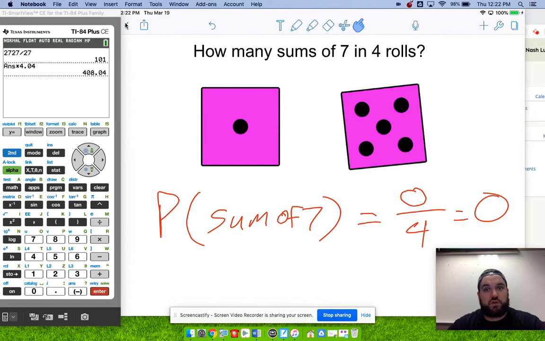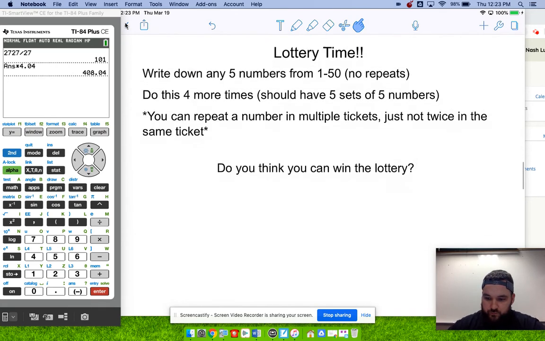Again, is there a 0% chance that you get a 7? No, there's a decent chance you get a 7, but our experiment led to a probability of 0. Okay.